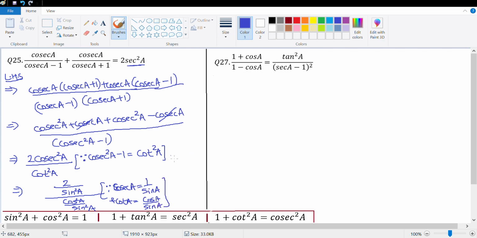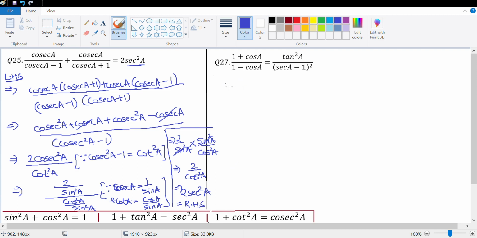I think I've left a little less space. Anyway, let me try and finish this question in this part. Let's see. So what I have now is 2 upon sine square A multiplied with sine square A upon cos square A. Basically division of fractions. So sine square A and sine square A get cancelled, and I have 2 upon cos square A, which is nothing but 2 sec square A, which is equal to right hand side. Hence proved. Done. Let's look at the next question.